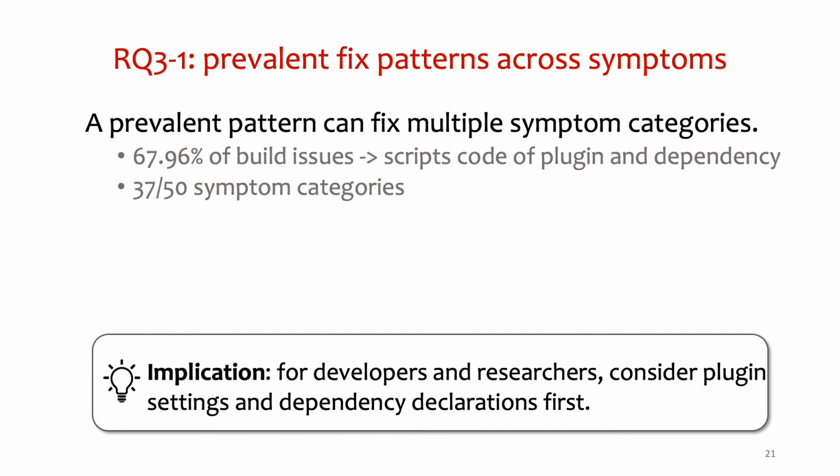We found almost 67% of the build issues are fixed by repairing the build script code related to the components, plugin, and dependency. And these build issues cover almost 37 out of 50 symptom categories in our taxonomy. Our suggestion here is to check the plugin settings and instances of dependency declaration first. In particular, it might be helpful to assign a high suspiciousness value to the script code related to plugins and dependencies in the design of localization techniques, and to add more fix operations and ingredients on these components in the design of automated repair techniques.